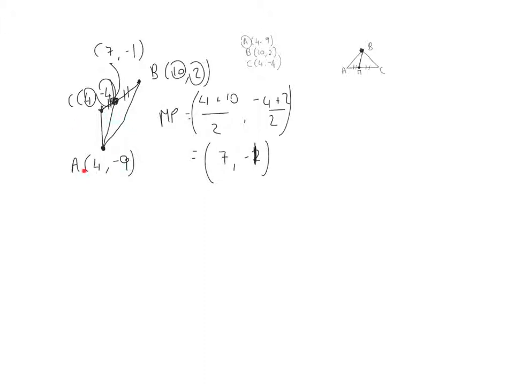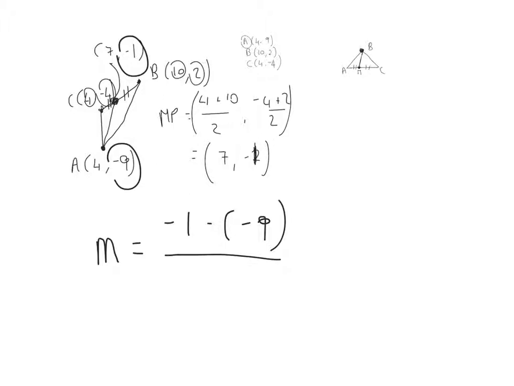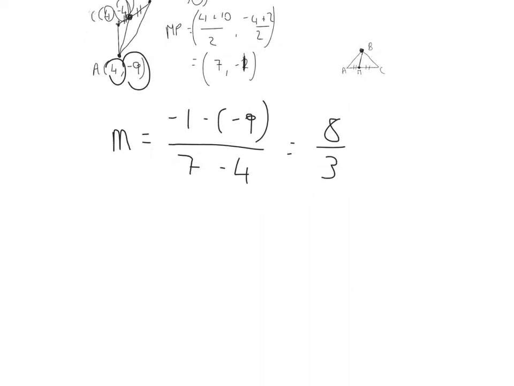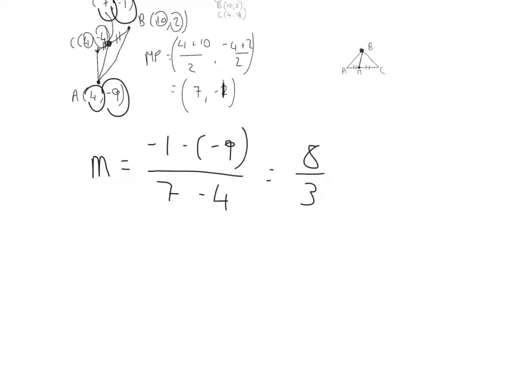We've now got 2 points that lie on this line, the median, so we can find the gradient. So the gradient would be given by y2 minus y1 over x2 minus x1: (-1 minus -9) over (7 minus 4). -1 minus -9 is -1 plus 9, that's 8, over 7 minus 4 is 3. We now use the gradient 8 over 3 and choose any point that lies on the line.